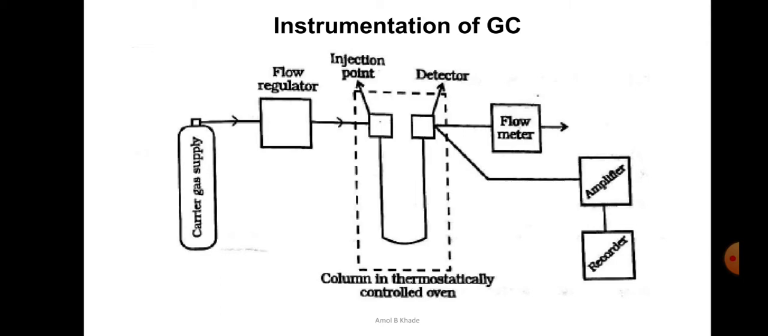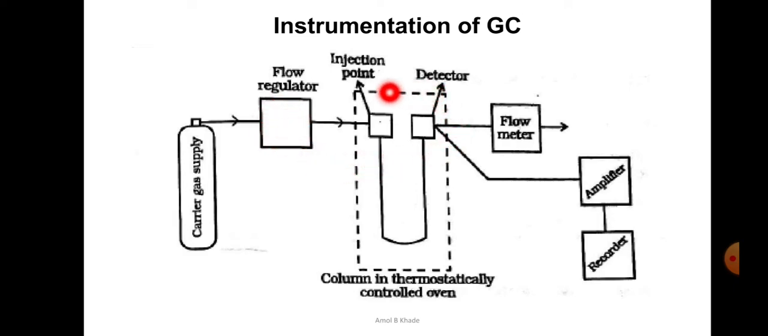Now this is a schematic diagram showing the instrumentation of gas chromatography. This is the carrier gas, which is acting as a mobile phase, and this is a pressurized inert carrier gas which is moving through this flow regulator. So we can regulate the flow of this carrier gas.